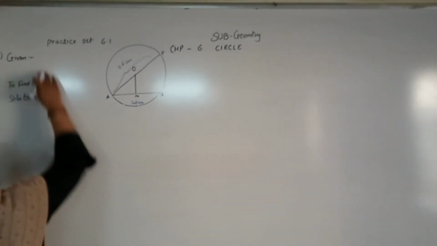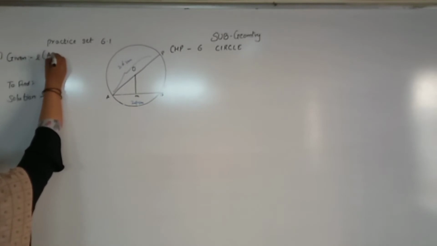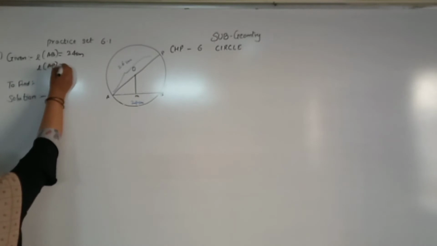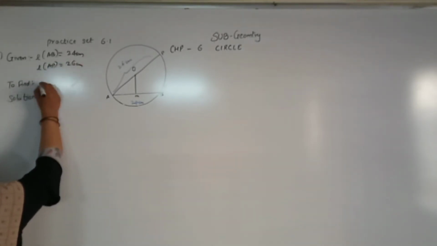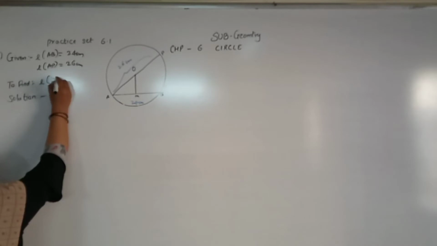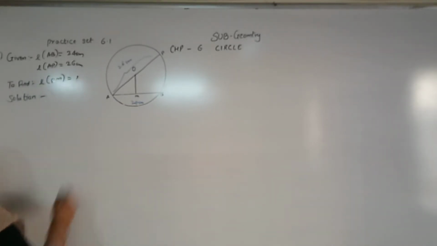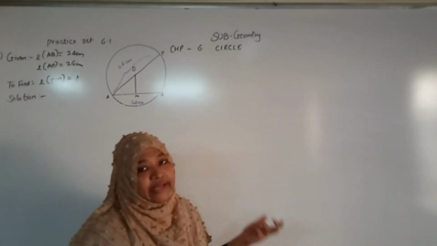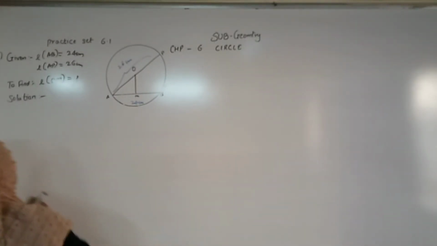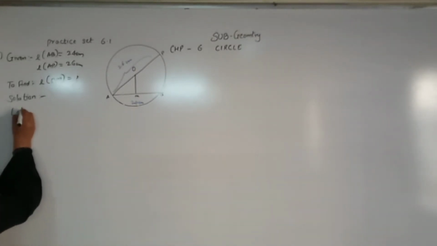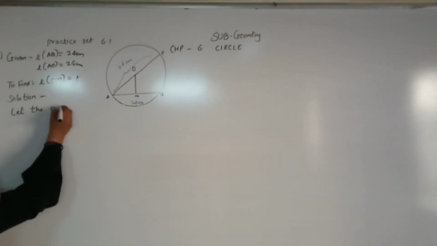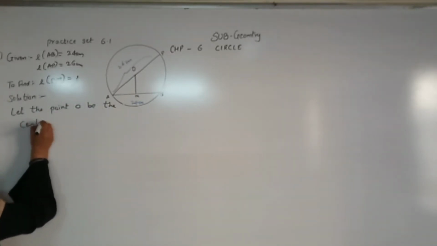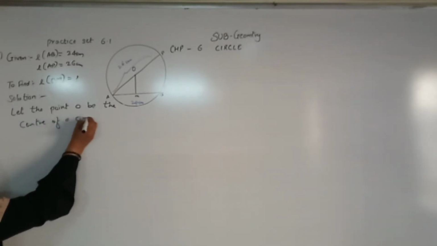So what is given? We will write in the given. Length of AB is 24 centimeter. Length of AP is 26 centimeter. We have to find length of OM. See again, student, we have taken the names for the diagram by ourselves. We should show that. So compulsorily, let the point O be the center of a circle.